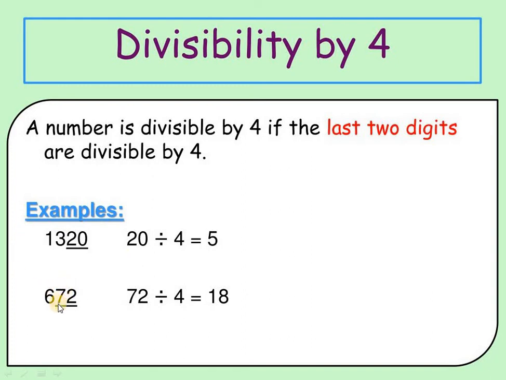672. Now look at this number carefully. Last two digits, 72. 72 divided by 4 will give you 18. Yes, it satisfied the divisibility condition applied by number 4.